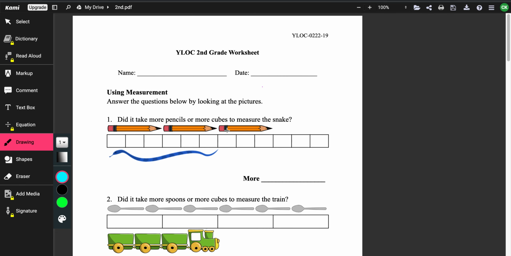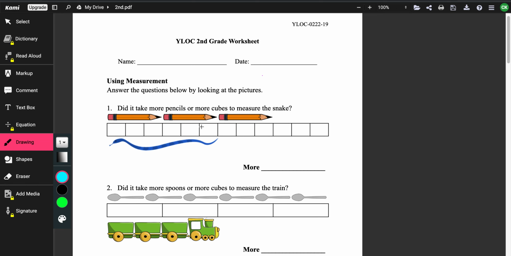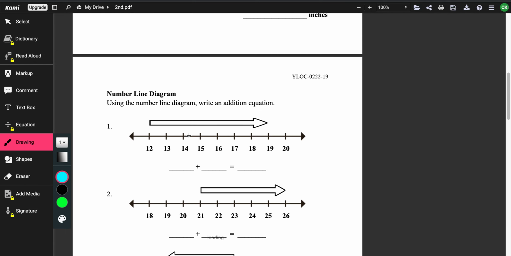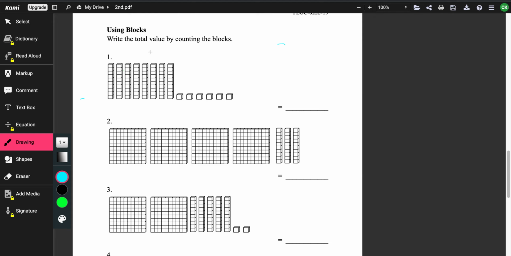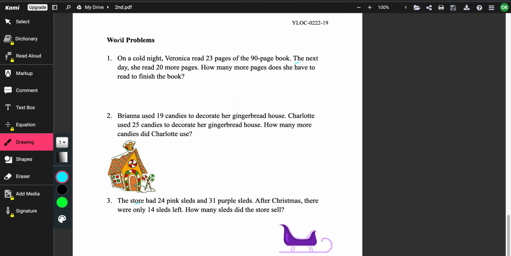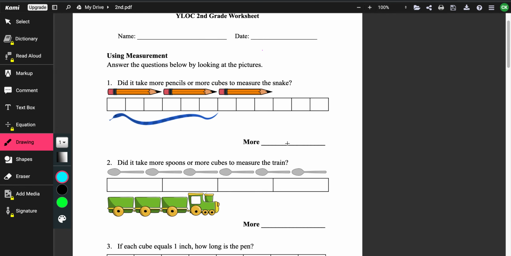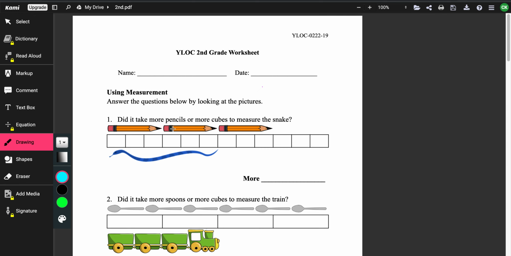Hello, my name is Christopher Kim, and I'm gonna be doing Wylock's second grade worksheet. What we'll be focusing on today is using measurements, number line diagram, using blocks, and word problems. So what we'll first do is using measurements.